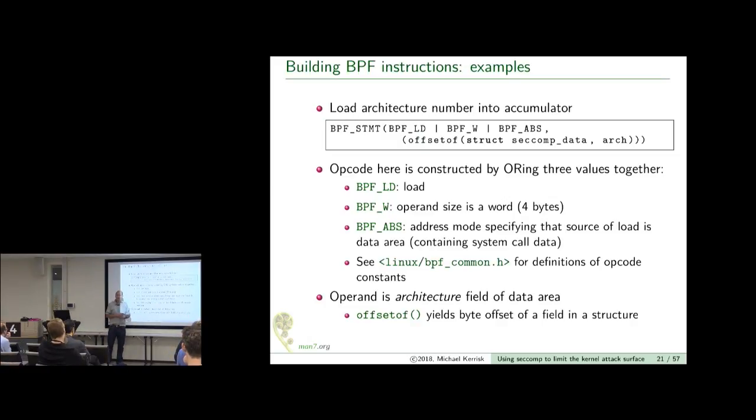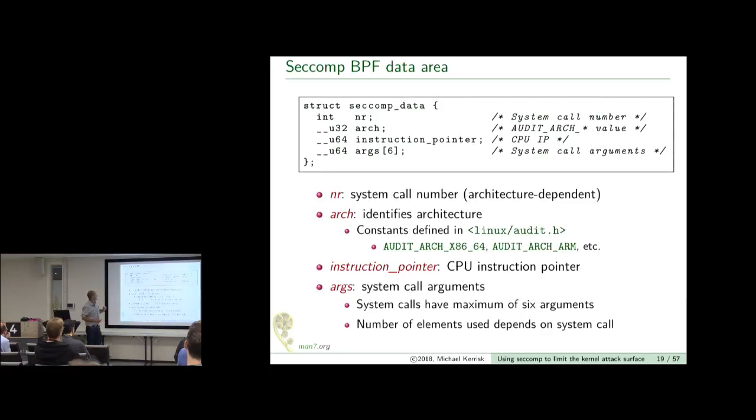What offsetof does is you give it two arguments. One is the name of a structure, and the other is a field in that structure. And what it does is return the byte offset of that field in the structure. So we're saying, give me the byte offset of the arch field in the Seccomp data structure. What's offsetof going to return in that case? 4. Yeah, because there's an int beforehand, a 4-byte int, and then arch is the next thing.